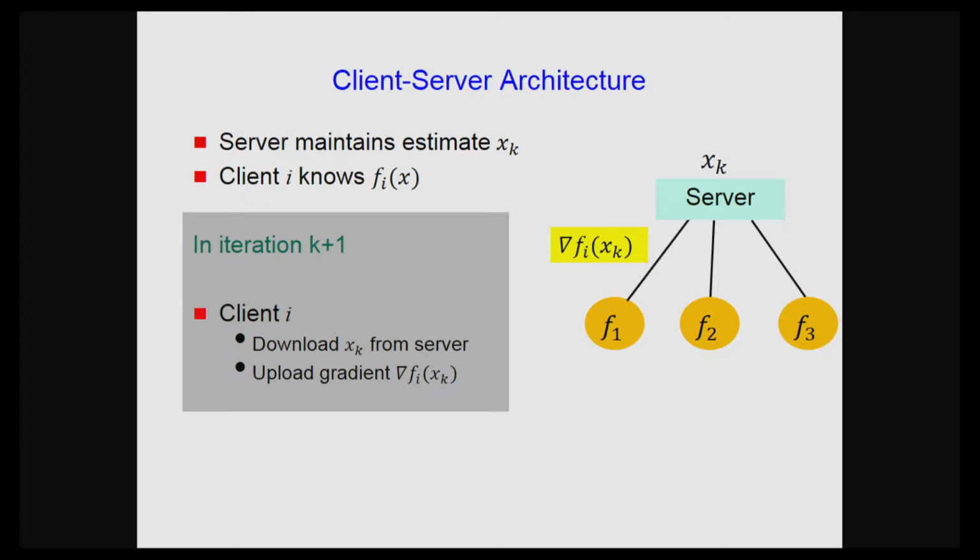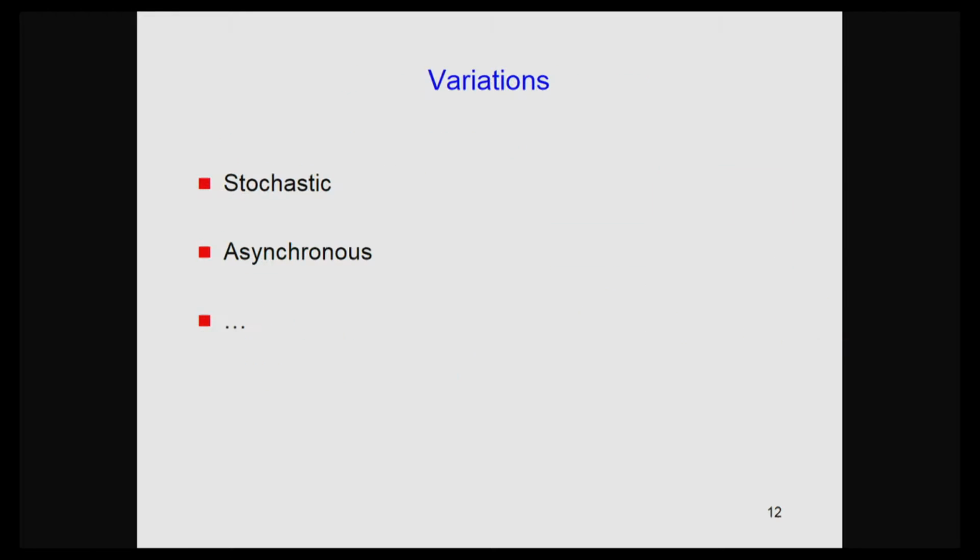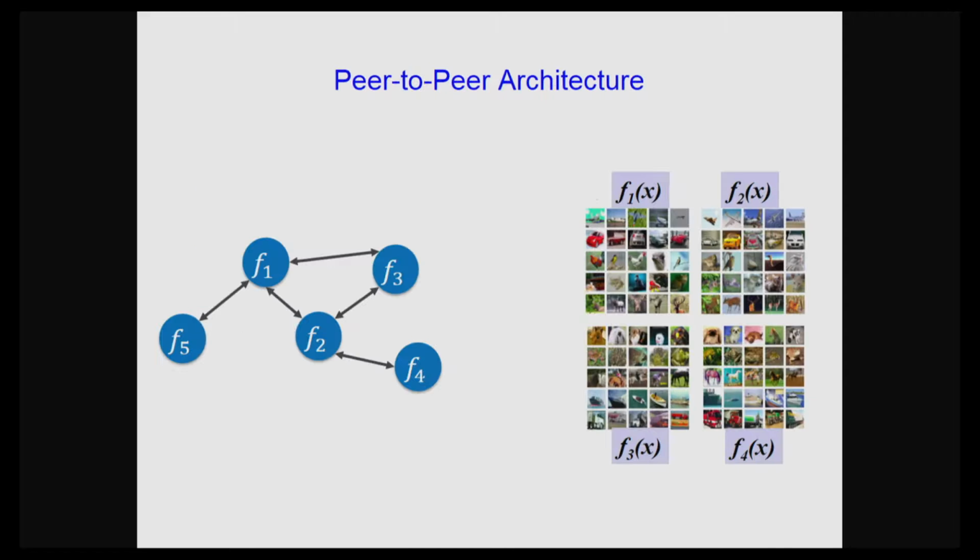And here is the trivial algorithm that works in each round. First of all, the server keeps track of its own estimate of the optimum. So initially, it could be whatever you want. And in each round, if you're a client, you download the current estimate. You compute the gradient of your cost function at that estimate and upload the gradient. And then the server aggregates all those gradients and does the descent step, right? So this is all very familiar. Of course, there are many variations that have been discussed already, stochastic, asynchronous, and what have you.